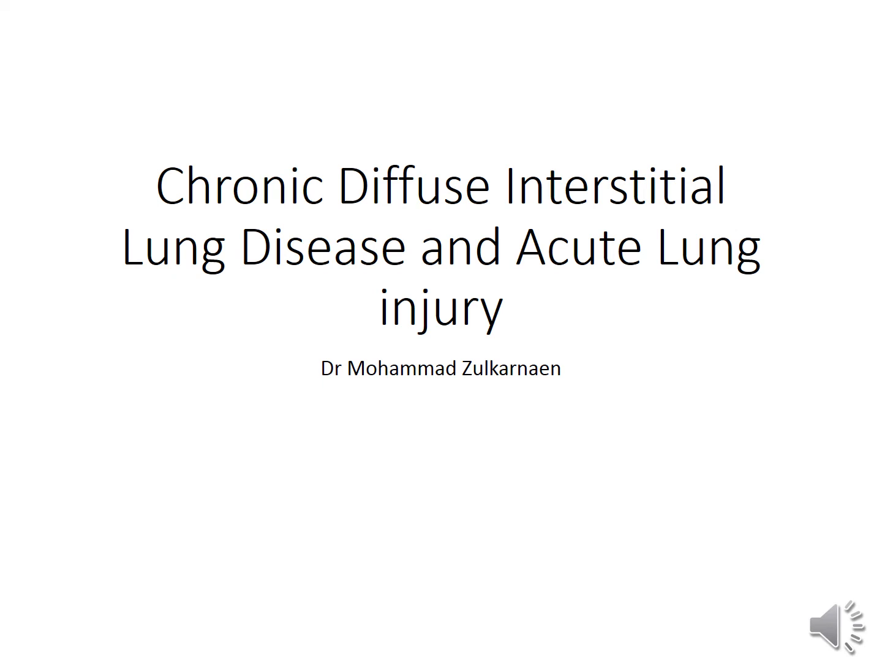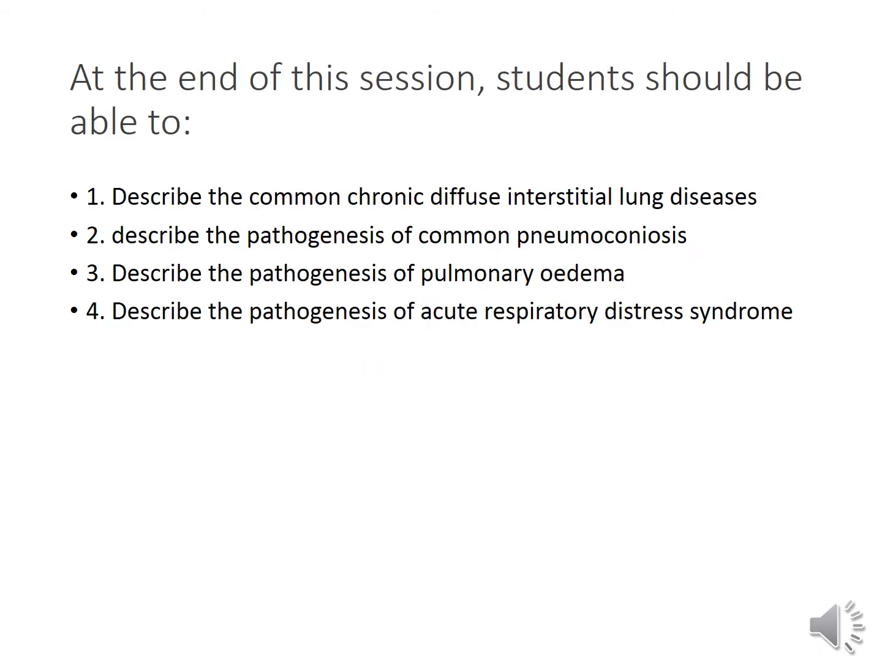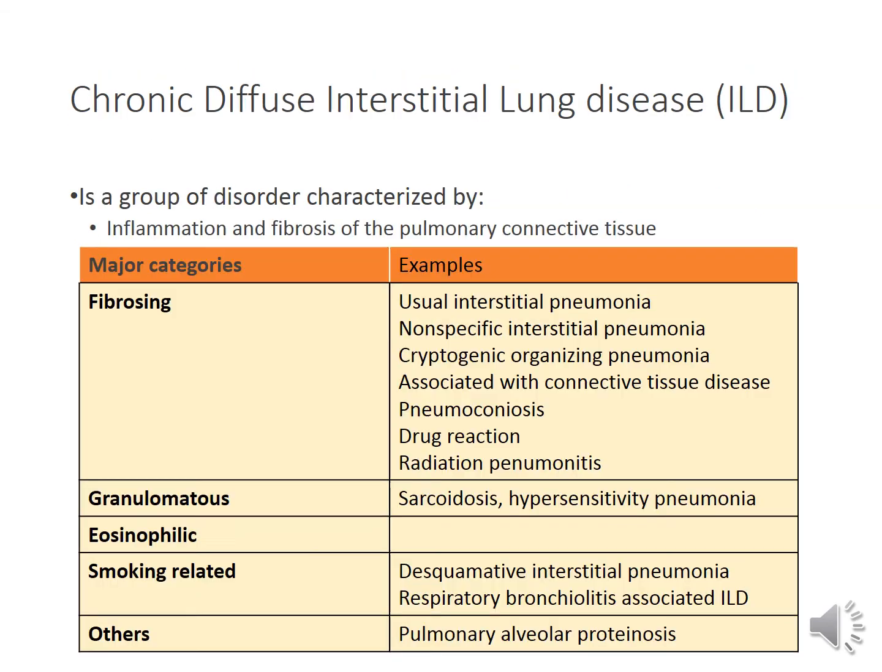Today we are going to look at a group of lung diseases called chronic diffuse interstitial lung disease and acute lung injury. At the end of this session, students should be able to describe the common chronic diffuse interstitial lung diseases and describe the pathogenesis of common pneumoconiosis, pulmonary edema, and acute respiratory distress syndrome.